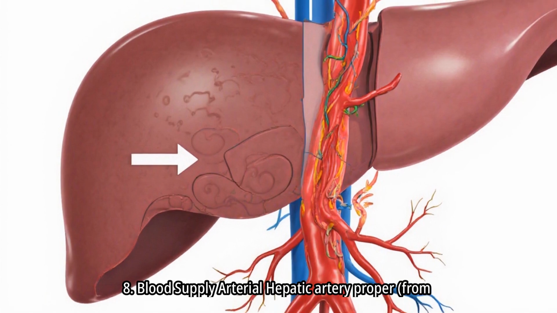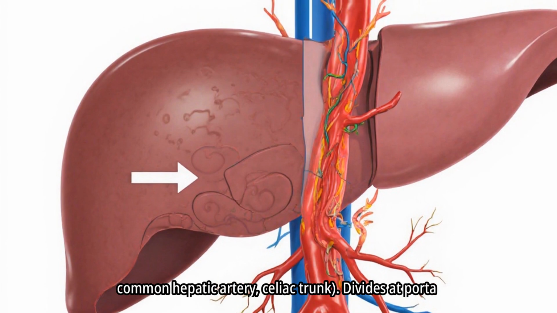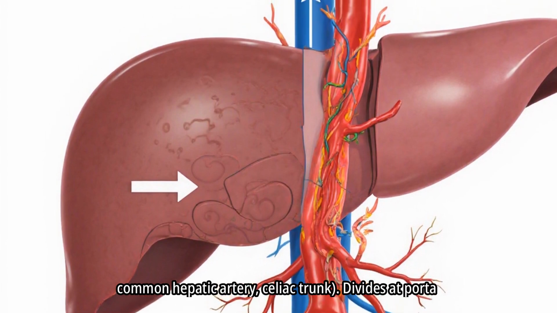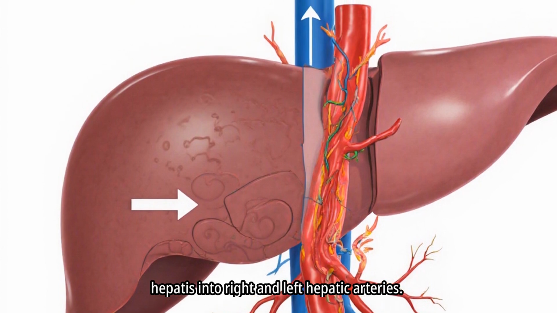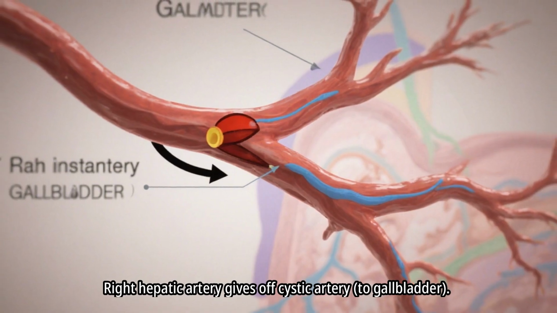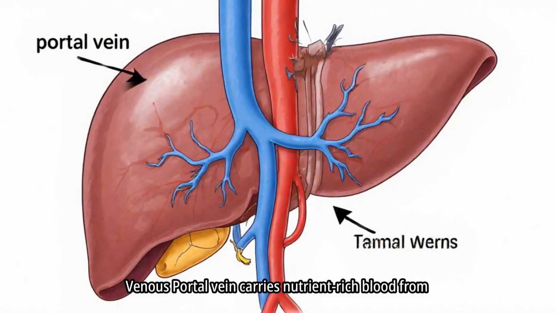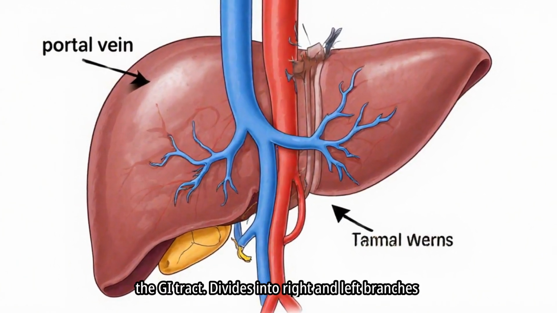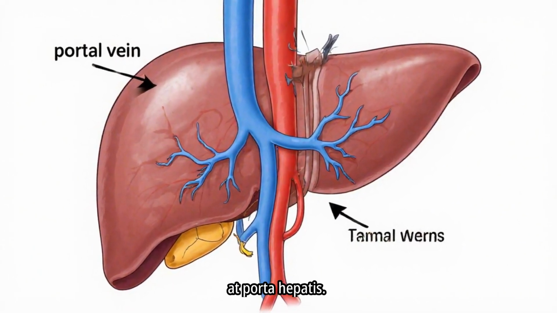8. Blood supply. Arterial: hepatic artery proper, from common hepatic artery, from celiac trunk. Divides at porta hepatis into right and left hepatic arteries. Right hepatic artery gives off cystic artery to gallbladder. Venous: portal vein carries nutrient-rich blood from the GI tract. Divides into right and left branches at porta hepatis.